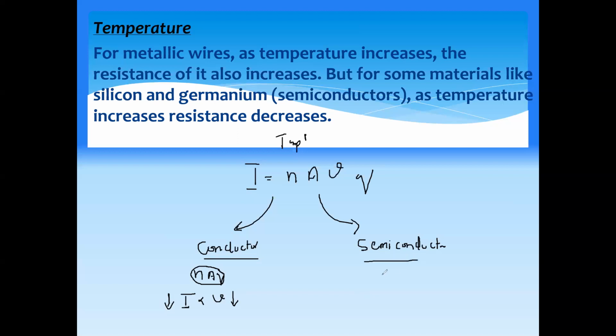But for semiconductors, the area is constant and q is constant. So I is proportional to n times v. Increase in temperature will decrease the drift speed, but it will increase the number of charge carriers, and the net result is that the number of charge carriers increases, so the flow will also increase.